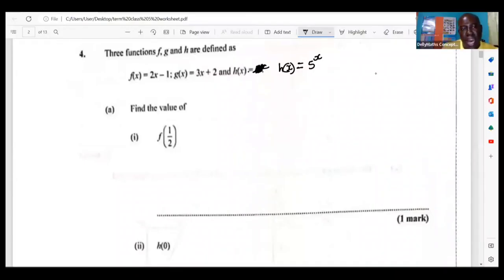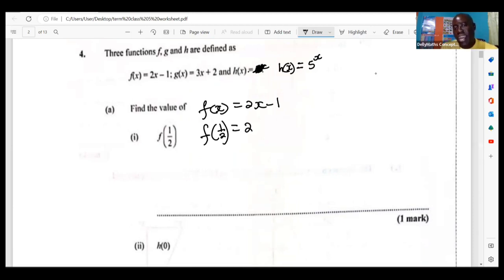We're doing the f of a half. So you're going to write the f function. Here's the f function. The f function says that f of x is 2x minus 1. That's f of x. So if you're supposed to be finding f of a half, then we're going to be putting a half where the x is.